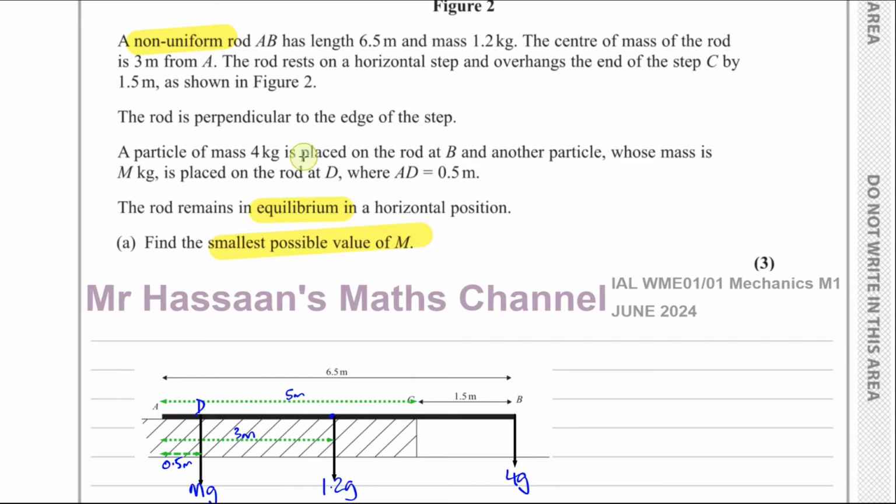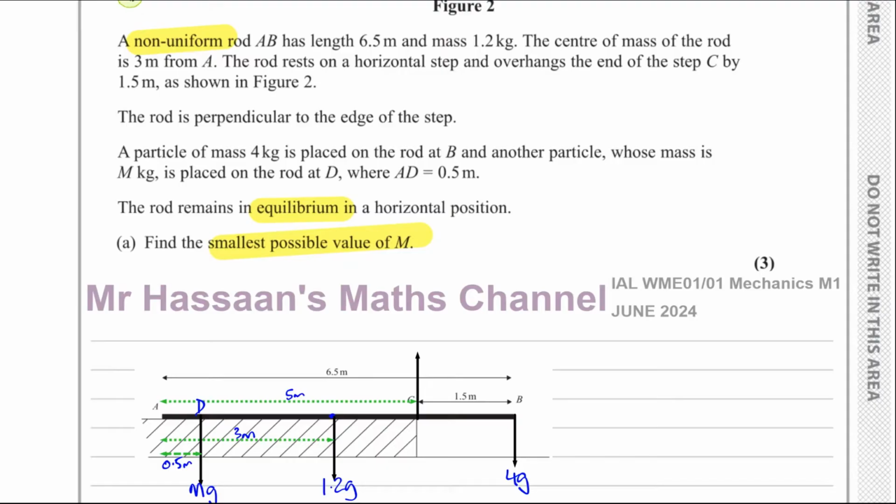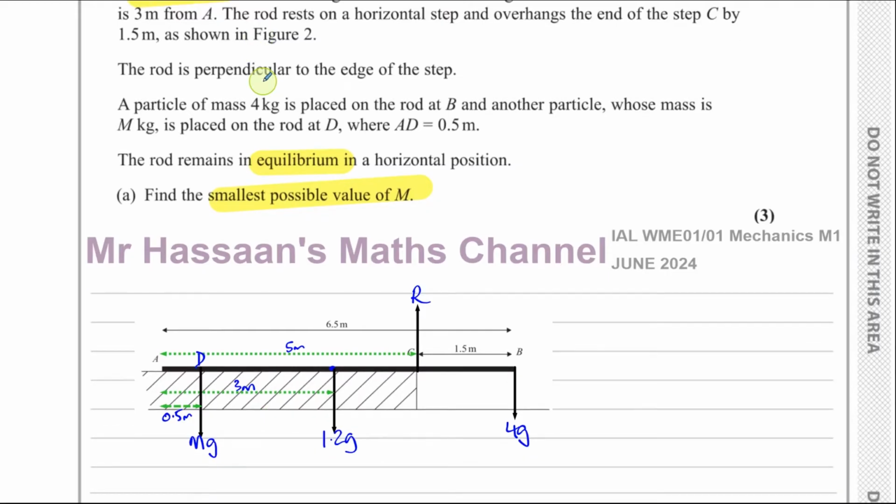Now, there's going to be a force acting vertically upwards at C, the reaction force. Why will there be a reaction force at C? Because C will be like a pivot. The rod remains in equilibrium in a horizontal position, but we want to find the smallest possible value of m. Supposing m wasn't there, if those forces were taken away, then the rod would tilt about C. C would be the pivot.